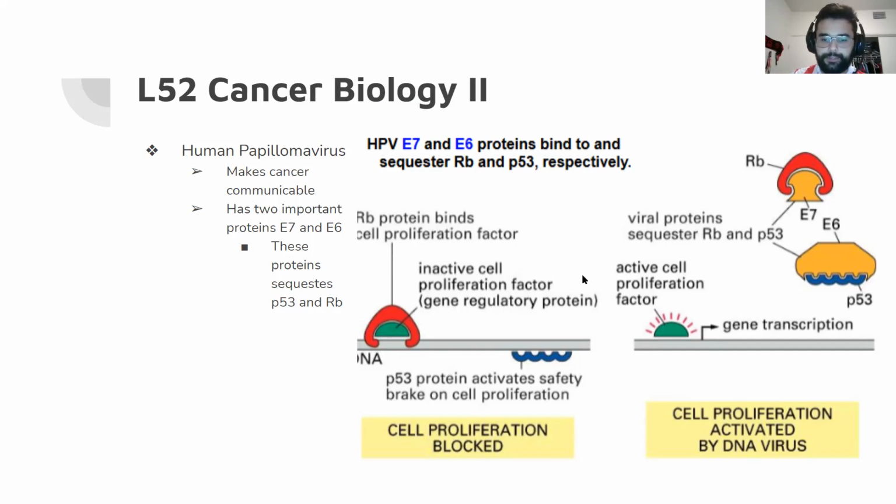If we look at an image right here, if this was working properly, our cell proliferation would be blocked by our P53, which activates the safety brakes in our cell proliferation, and our RB, which is also preventing cell proliferation from occurring. But our viral proteins, in this case E7 and E6, can bind to our RB and P53, allowing cell proliferation to occur without any stops, basically.